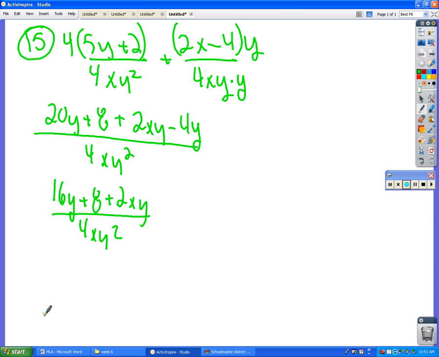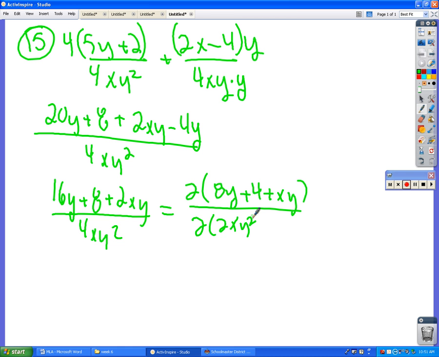And you factor. Is there anything I can factor out of the top? A 2. So I'm going to factor that 2 out, which is going to make this 8y plus 4 plus xy over, since I factored the 2 out of the top, I'm going to go ahead and factor 2 out of the bottom. And so those 2's cancel, and that is your final answer.